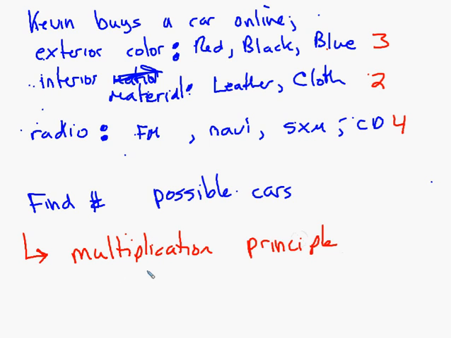Which says that I'm going to be able to multiply each separate thing. So I could do 3 times 2 times 4, and that will give me 24 possible cars. So I just multiply all the things. That seems like the easiest. Now, Mr. Payne, didn't we learn something where we did something with an exclamation point? Yes, and we're getting to that shortly.